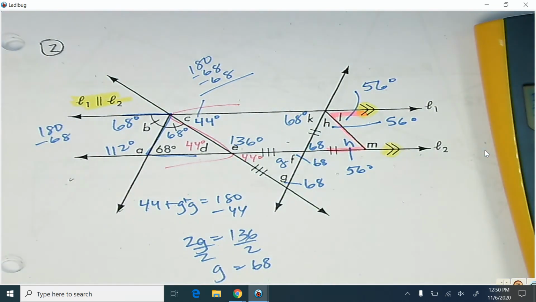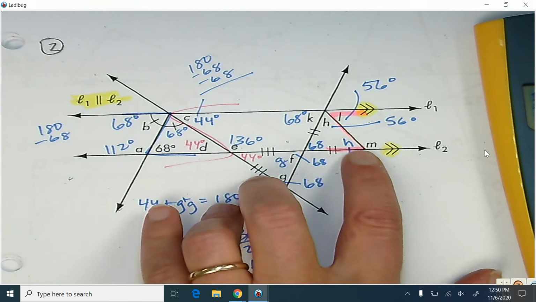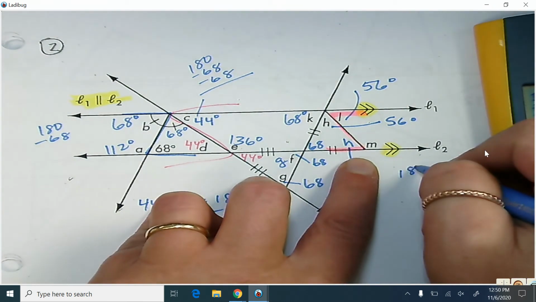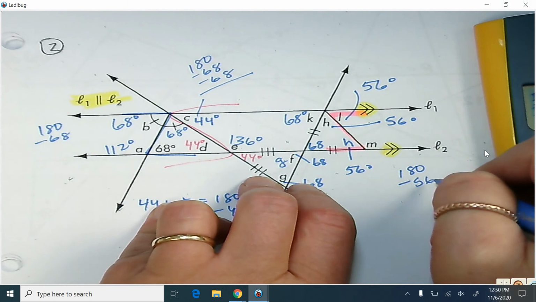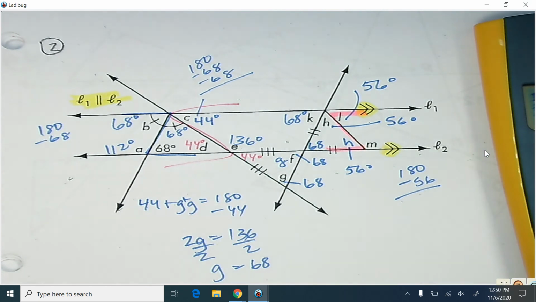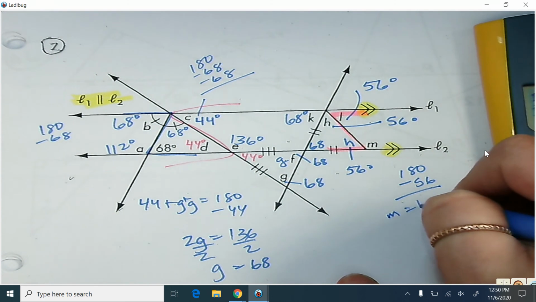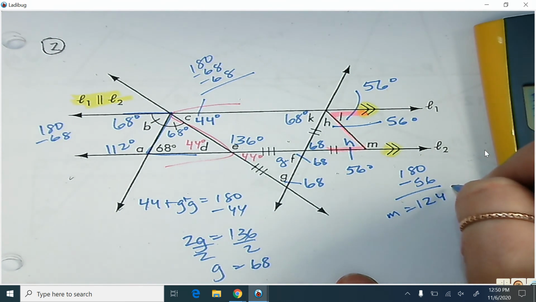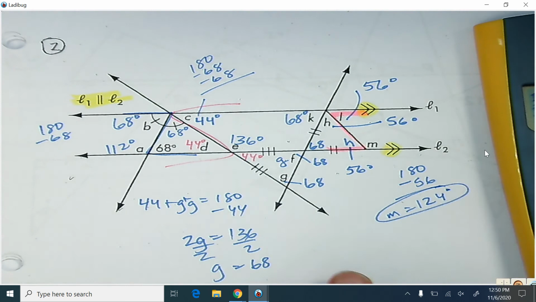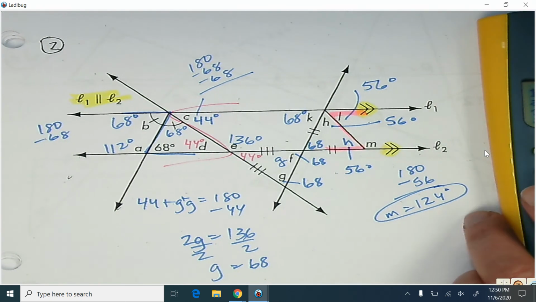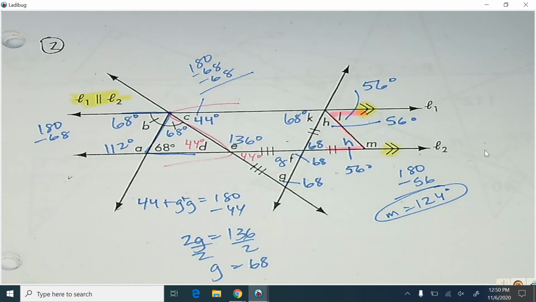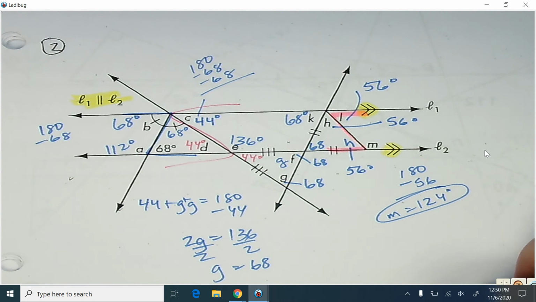All right, and then finally to get M, you have a linear pair, so you would do 180 minus the 56. And that's going to be 124 for M. Okay, any questions on number 2? Okay, go ahead and flip to page 8.